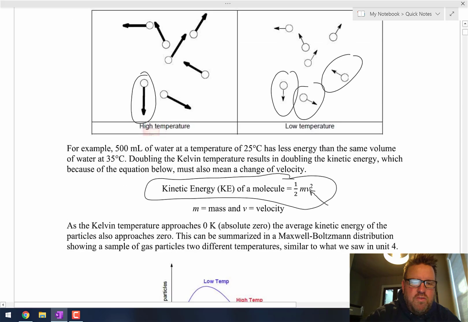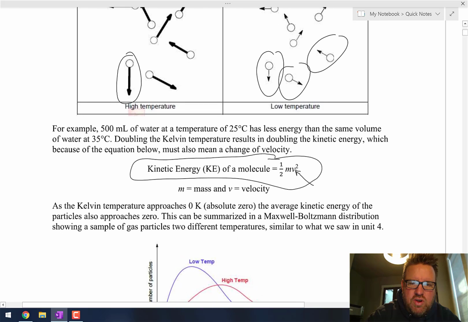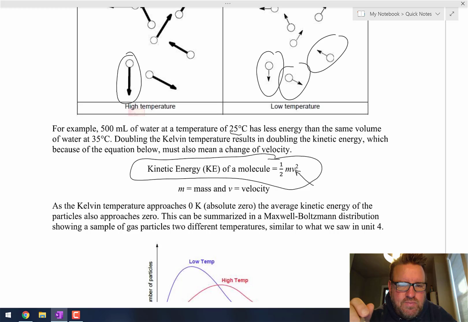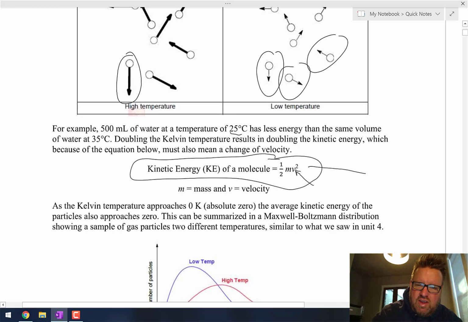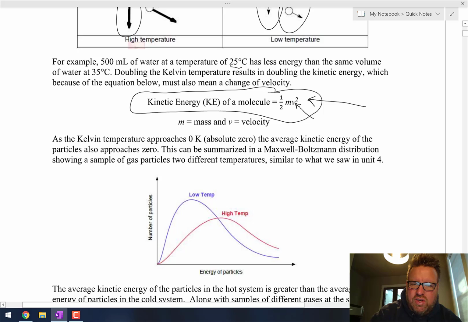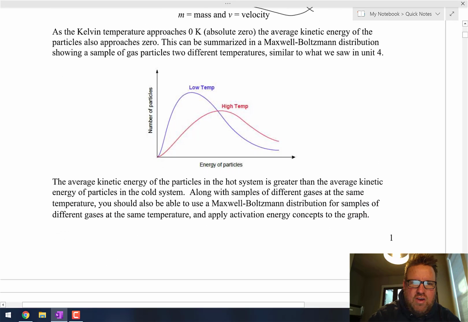So 500 milliliters of water at a temperature of 25 degrees Celsius has less energy than the same volume, 500 milliliters, at 35 degrees Celsius. When you double the Kelvin temperature, that doubles the kinetic energy, but not the Celsius temperature. Again, this equation is given on the AP test. I've never seen a question where you actually have to solve kinetic energy, though.